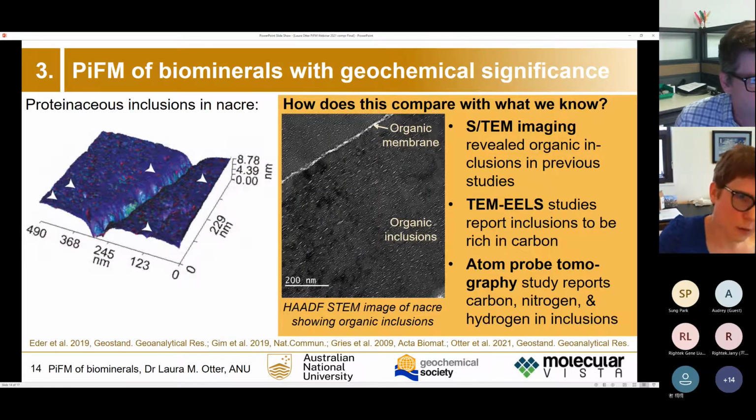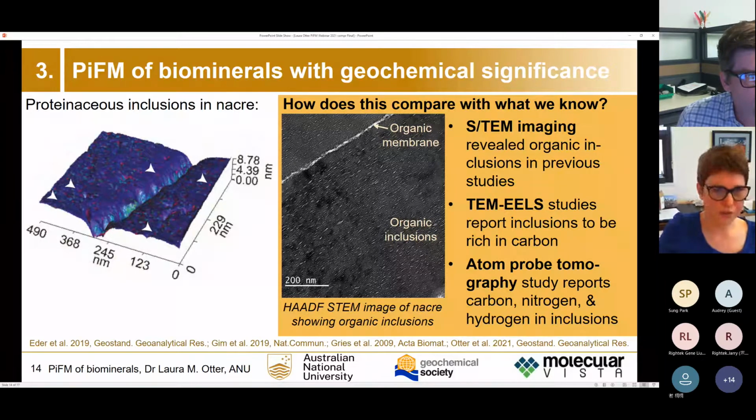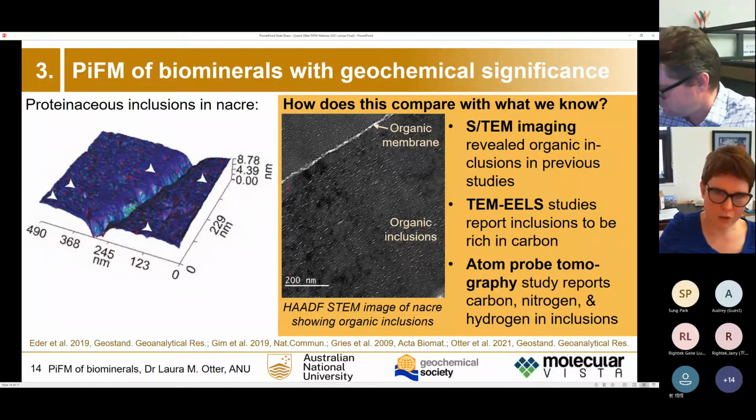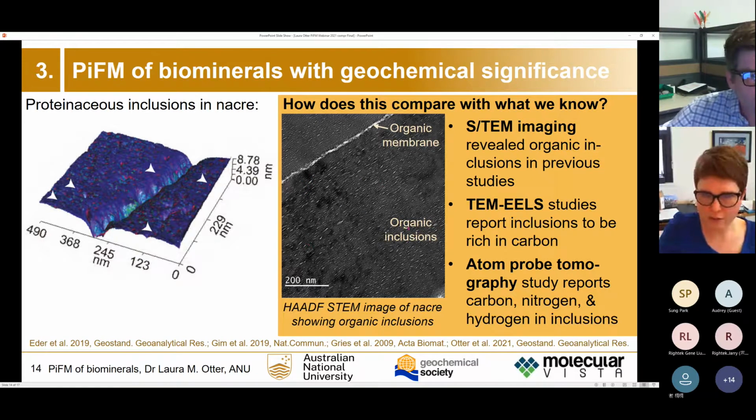But proteinaceous inclusions in nacre, how does this make sense? This beautifully integrates with other data that we produce. So this is a TEM image, with the lighter color showing the organic membrane and also the organic inclusions as these little speckles in the darker matrix of the calcium carbonate. And this fits very nicely with previous studies showing that these inclusions are visible in TEM images. And also a previous study that showed that inclusions are rich in carbon.